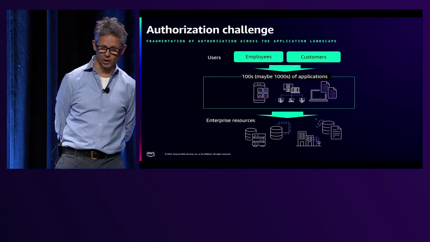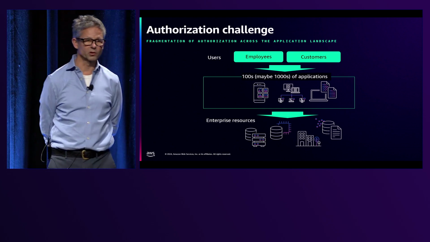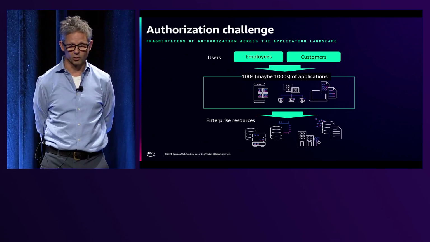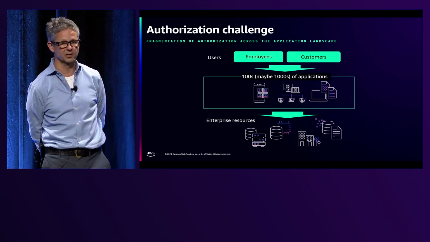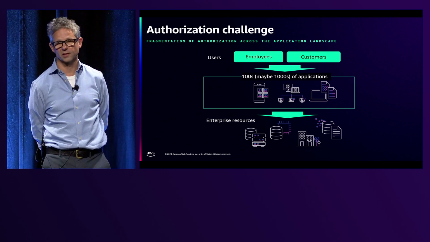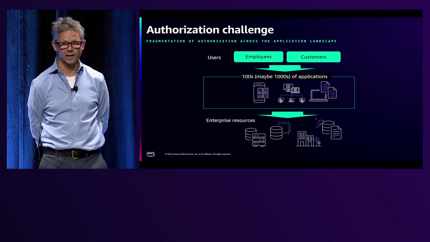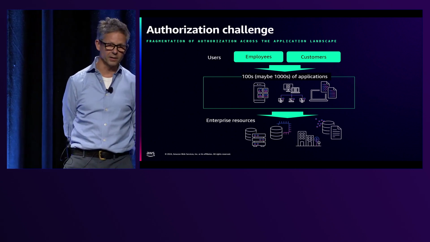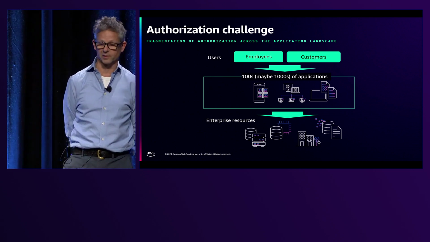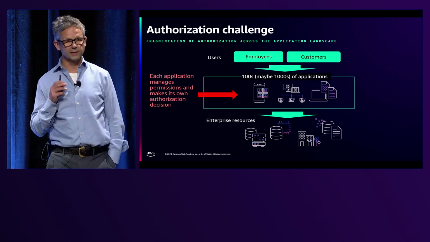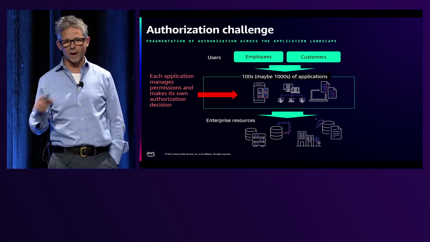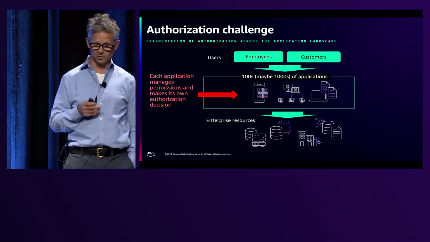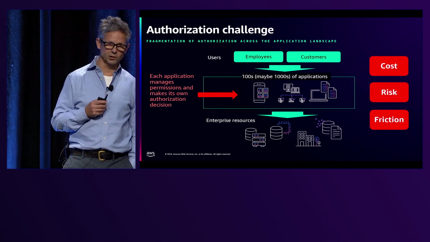So what's the challenge we're trying to solve? Well, most organizations have hundreds, maybe even thousands of applications across that organization. And these applications give customers and employees and partners access to enterprise resources. Those resources can be data, they can be functionality, they can even be physical spaces. And typically, each application is managing its own permissions and making its own authorization decisions. And this causes some challenges.